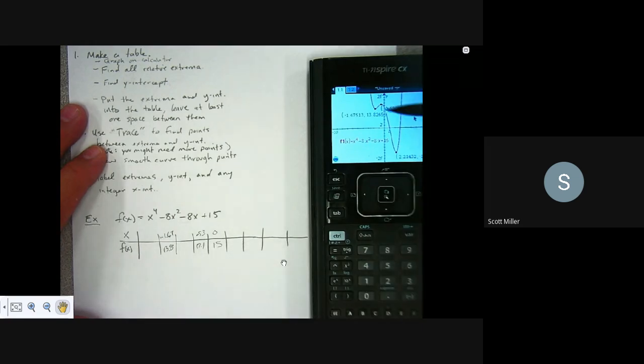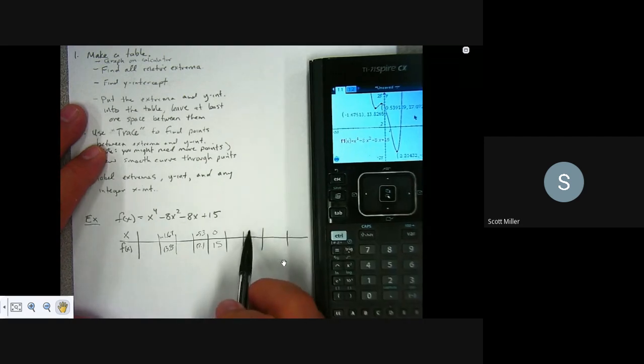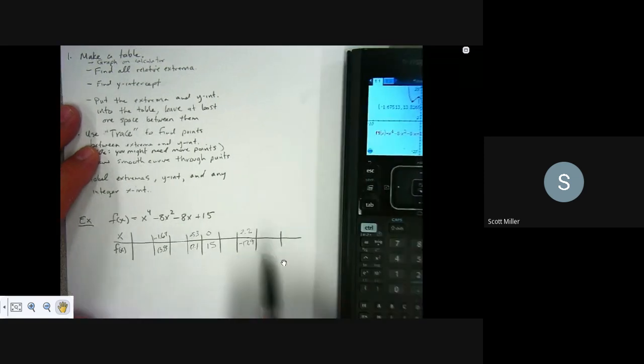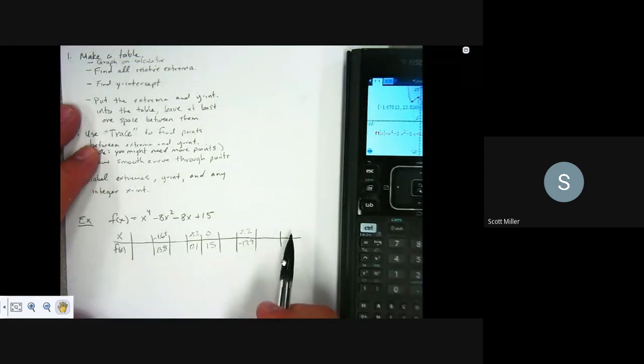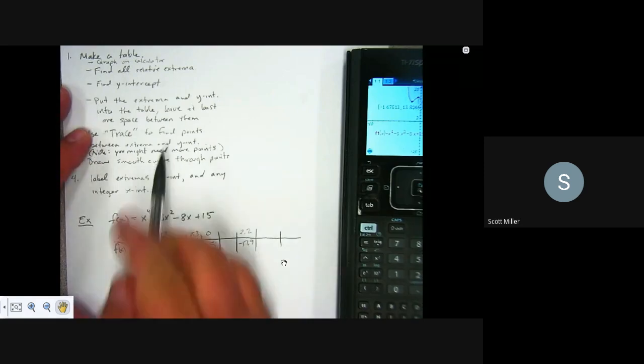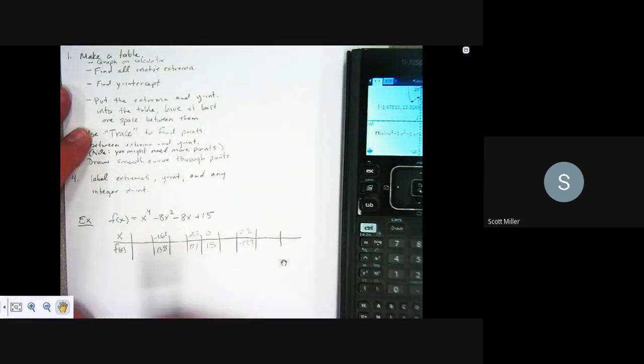We can plug in the number 1. We'll do that later. The next one, leave a space. Do this one over here, 2.2, and a negative 17.9. And then we want to have at least 1 or 2 points on the end over here. So that's what I mean by putting in the extremas and the y-intercepts into the table first.